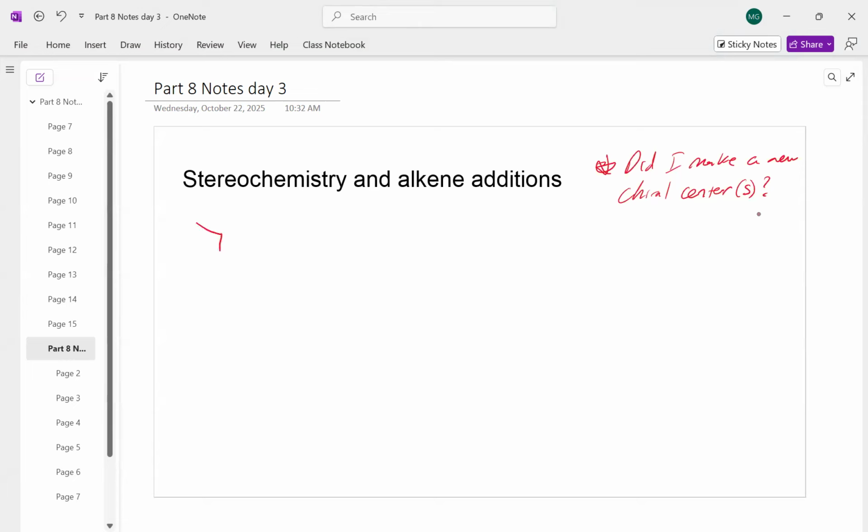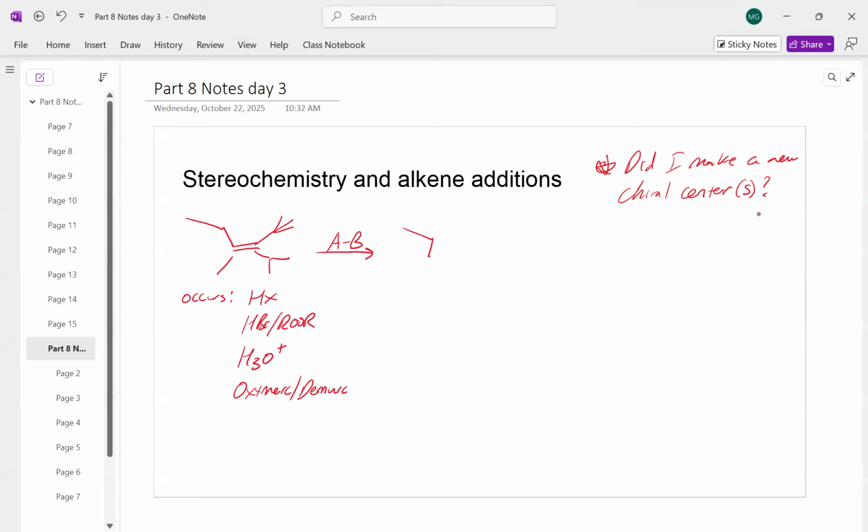So let's take a look at this example. And we're going to add AB across this. I want to highlight that I'm talking about these four reactions: the addition of HX, the addition of HBr with peroxides, remember, that's a radical reaction, acid catalyzed hydration, and then oxymercuration-demercuration.